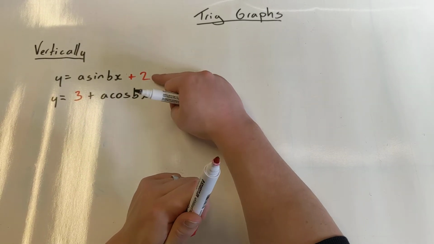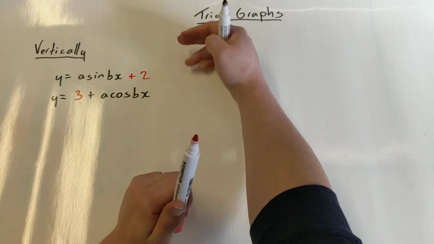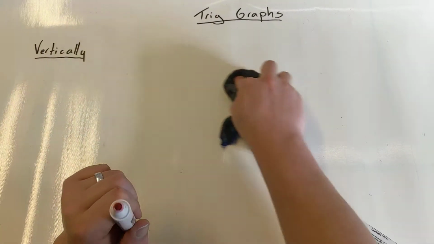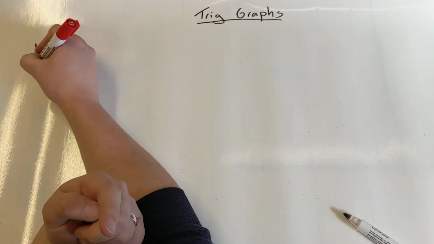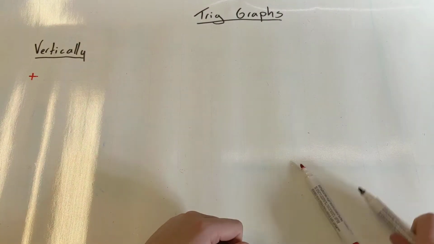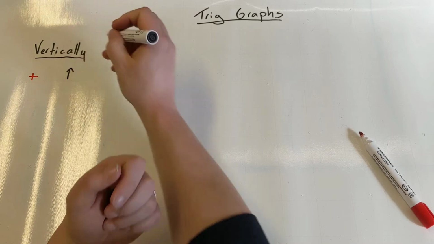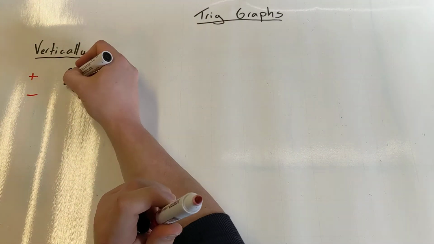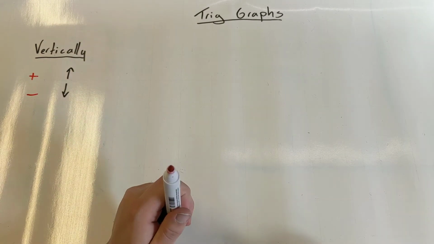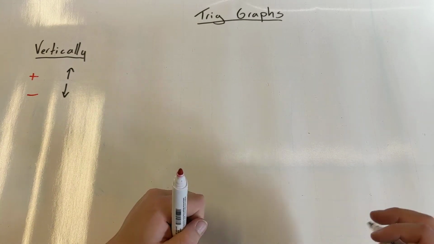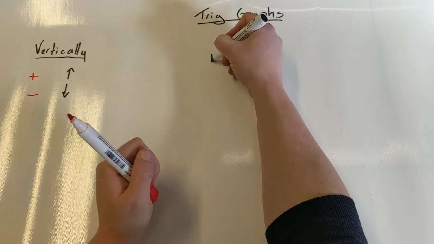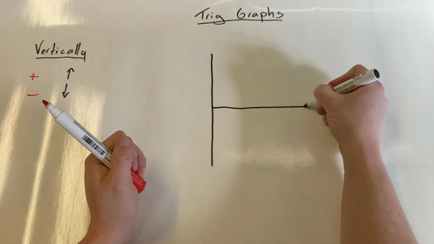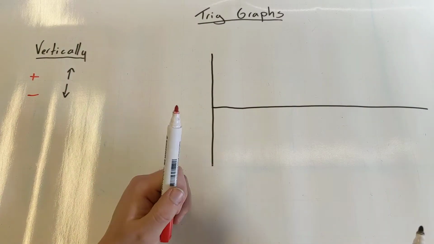And so if that number is positive, it has moved up. And if that number is negative, it has moved down. So let's do that. So if it's a positive number by itself, it's moved up. And if it's a negative number, it's moved down. So let's have a look at what that actually means. And I'm just going to draw the axis here, and then we'll pop some graphs on here.